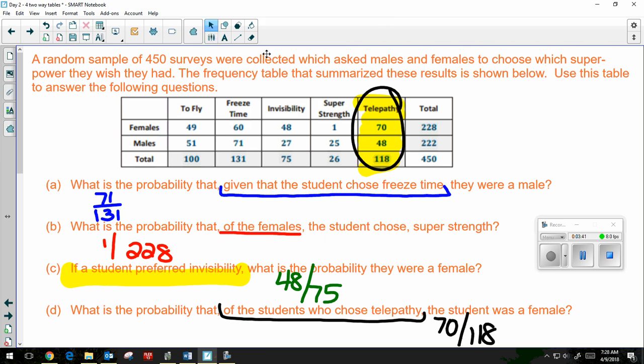So this is how you do conditional probability with a two-way table. When they use phrases like given that, of, if, those are your key words that you're looking at that column or that row only.